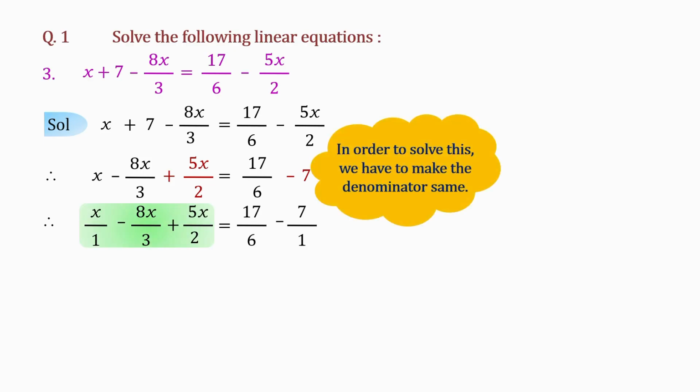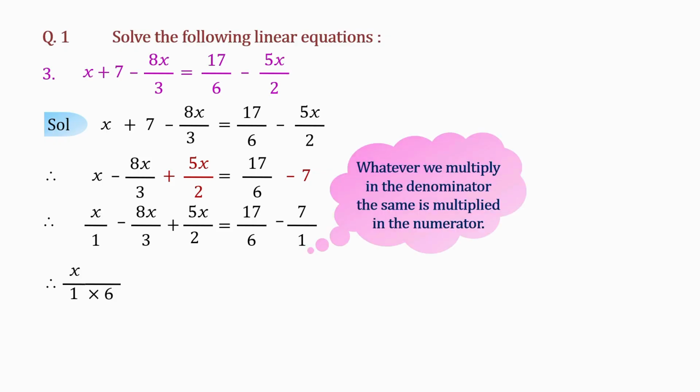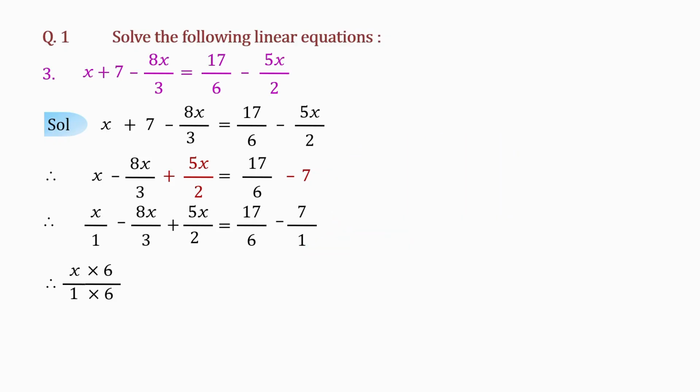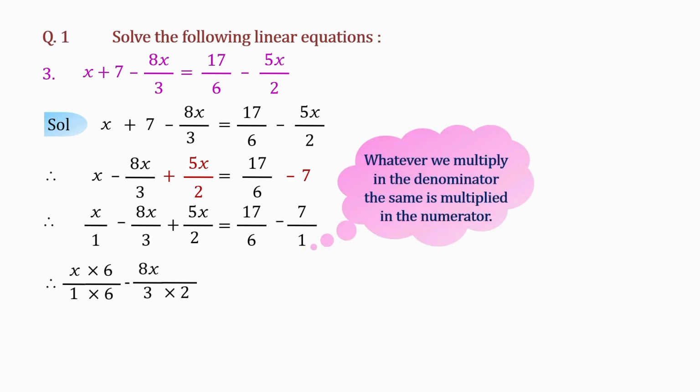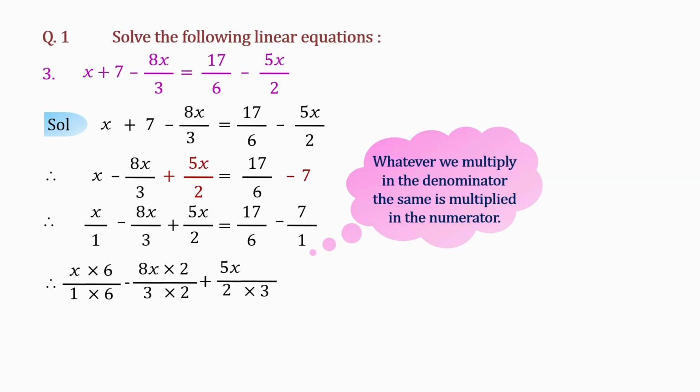Now we have to make the denominators same. So we are going to take the LCM of the denominators. So 3 and 2 and 1, LCM will be 6. So we have to make 6 in the denominator. So we are going to multiply 6 in numerator and denominator both. In this case, we are going to multiply 2 in the denominator and numerator. And in the next case, we have to multiply 3 in the denominator as well as in the numerator.